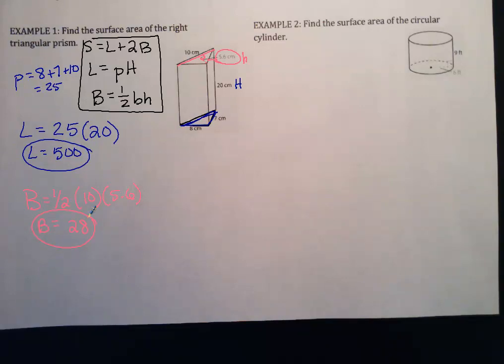Okay, you're okay. All right, so we've done lateral surface area. We've found the area of the base. Now we're ready to find our actual surface area. So S is going to equal our lateral surface area, which was what? 500, plus 2 times the area of our base, which was 28. So this is going to be 500 plus 56. So our surface area equals 556 centimeters squared.